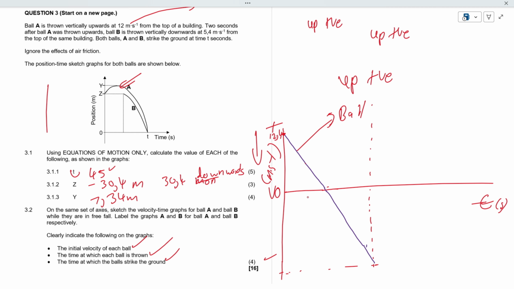The other one was thrown 2 seconds after, so let's start from 2 seconds. Let's say our 2 seconds is here. Yeah, that is our 2 seconds, meaning that it's gonna start here. That ball was thrown vertically downwards, so it became more negative as it was thrown. So when we draw this graph, let me choose another color.